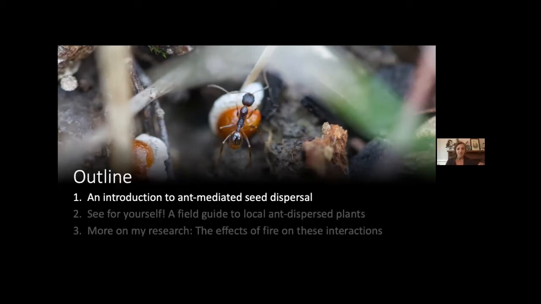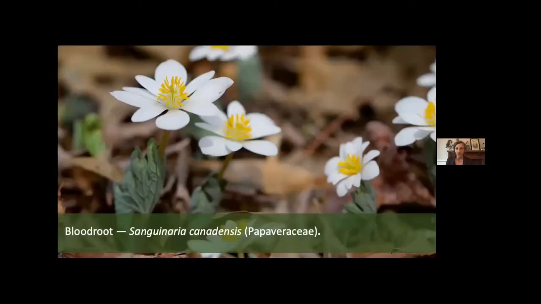But let's just start with the basics. Ant-mediated seed dispersal. What is it and how does it work? So to start with that, I'm going to show you my favorite example, and this is also the plant that I work most with. This is bloodroot. Many of you have probably seen it blooming around as of late. It's just about wrapping up blooming at this point in the area. But it's one of these lovely little spring blooming herbs.